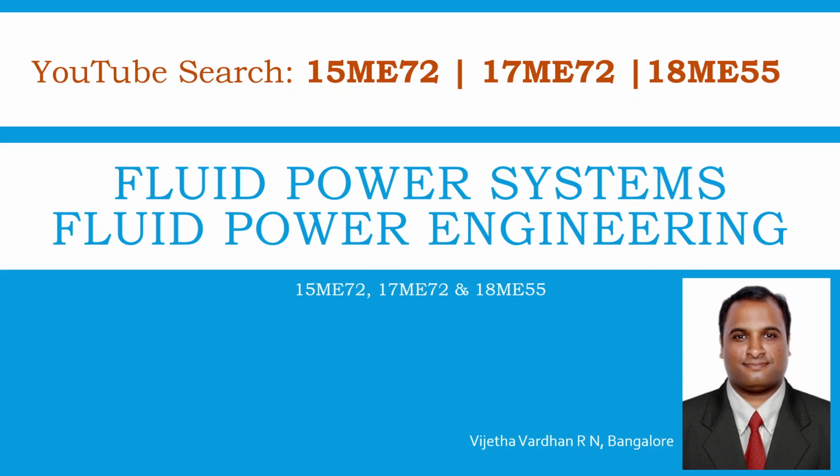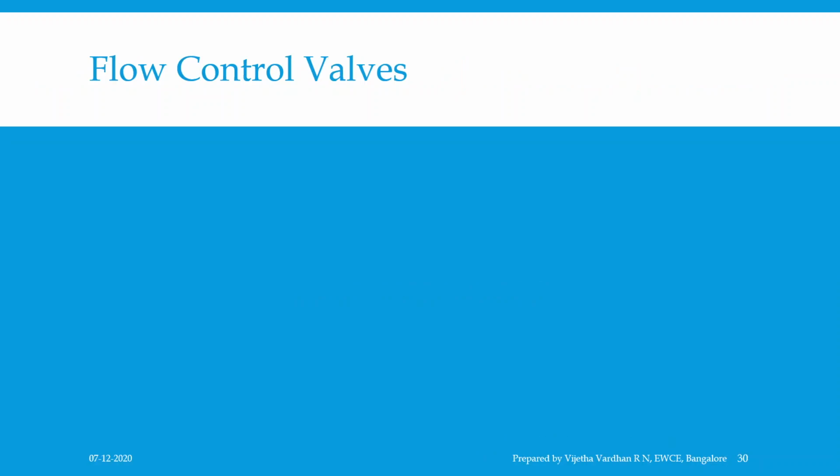Now let's start session number 27, which is based on flow control valves. The function of a flow control valve is to control the speed of hydraulic actuators, that is cylinders and motors, by controlling the discharge Q. This is carried out by varying the cross section of an opening restrictor and thus varying the flow rate through the actuator.